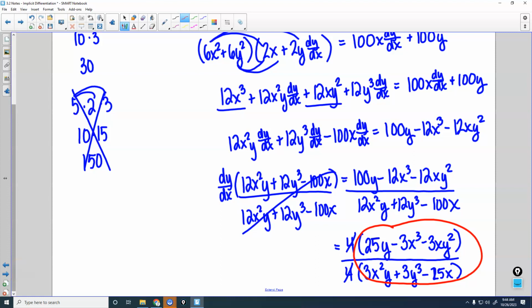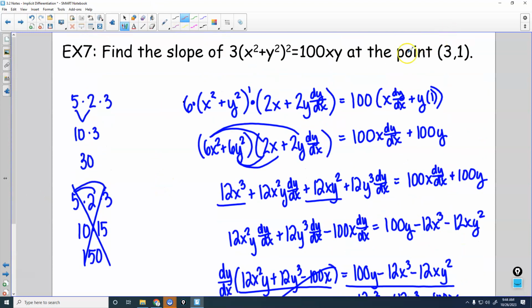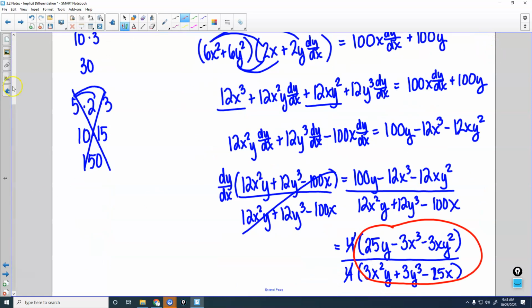Oh gosh, we're not done. We're not done. Because what did the question ask? This is easy to forget too. What did the question ask us to do? At the point (3, 1). Okay, let's pretend this is a free response question.